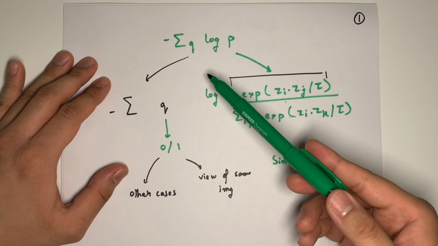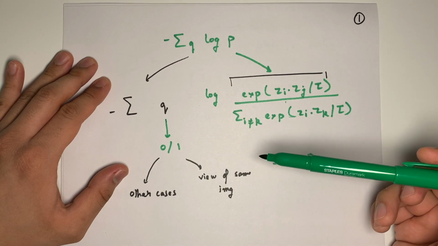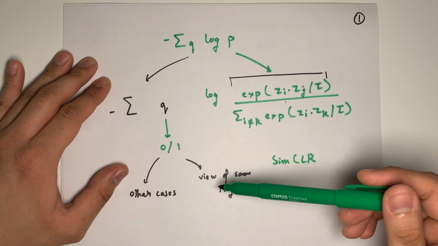Q from the cross-entropy term is either set to 0 or 1: 1 in the cases where these zi and zj are views of the same image, and 0 in other cases.